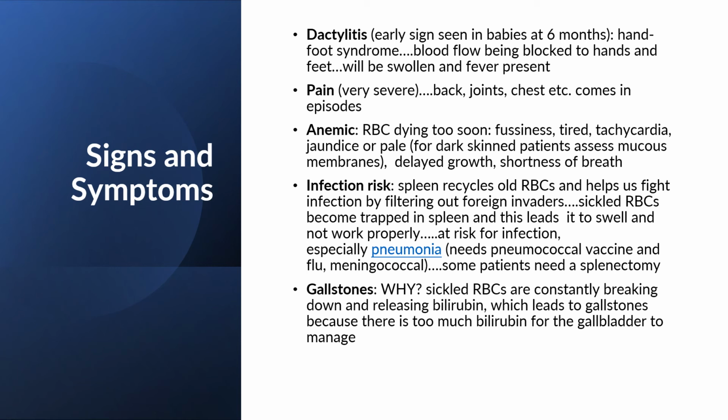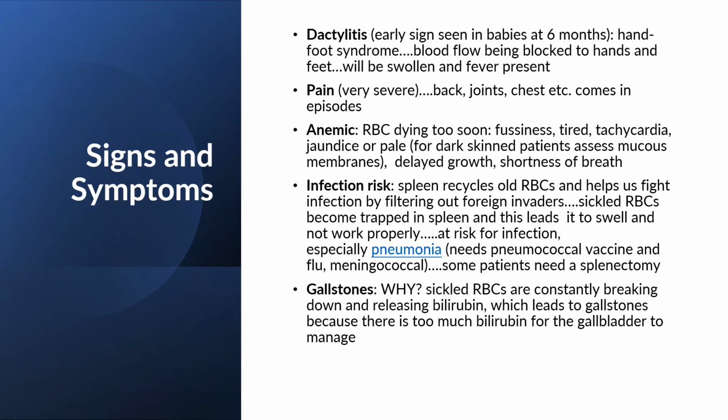Early signs in baby: dactylitis, normally around 6 months. Remember, fetal circulation is leaving them. The blood flow is being blocked to the hands, and they will be swollen, and fever will be present. Of course, the patient's going to have pain, very severe, in the back and the joints, so we need some pain medication. I said anemia, they're going to need some packed red blood cells on board. Because the RBCs are dying too soon, the patient's going to be tired, tachycardic, pale, short of breath, and of course have delayed growth.